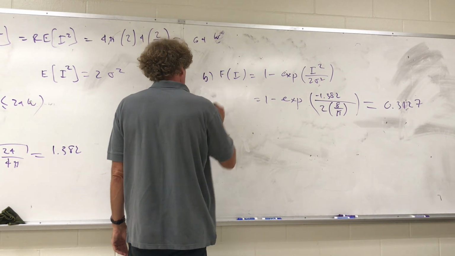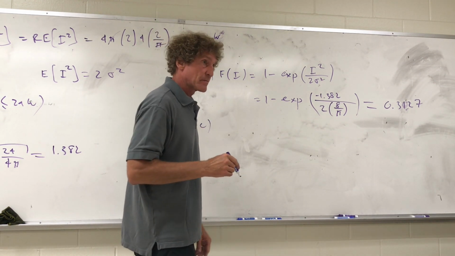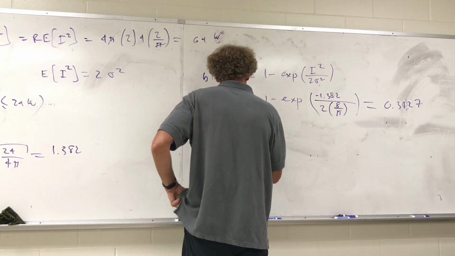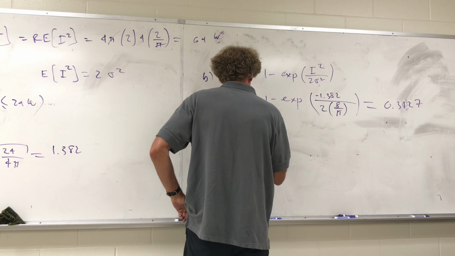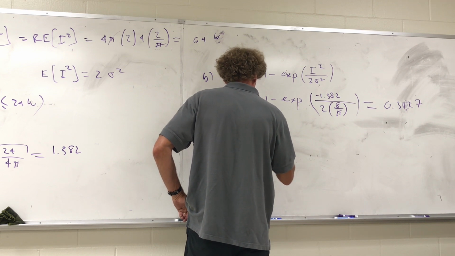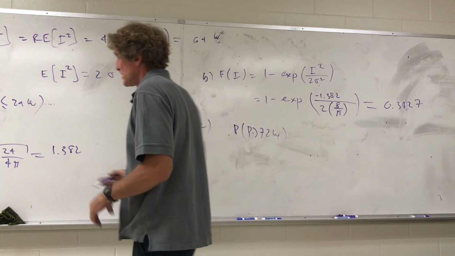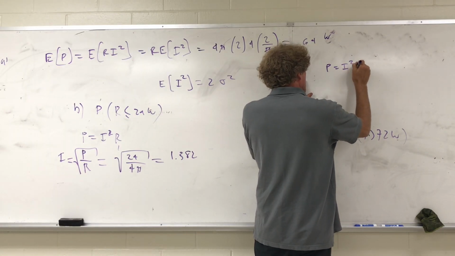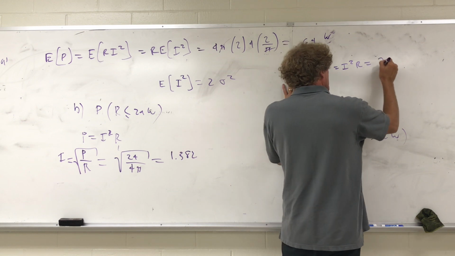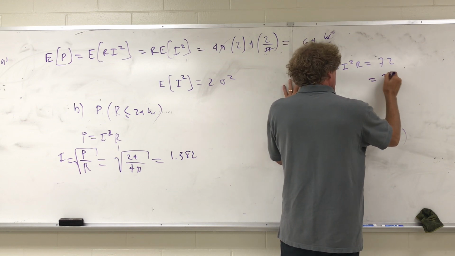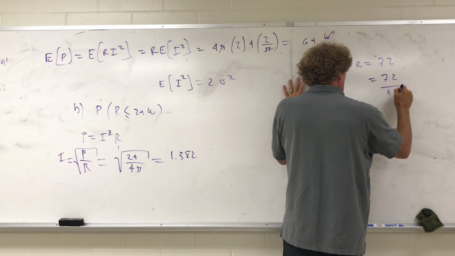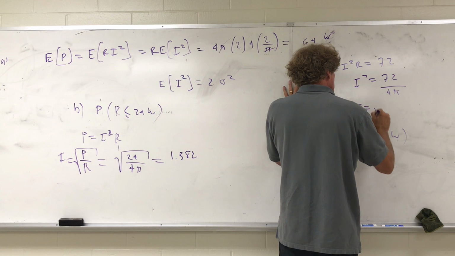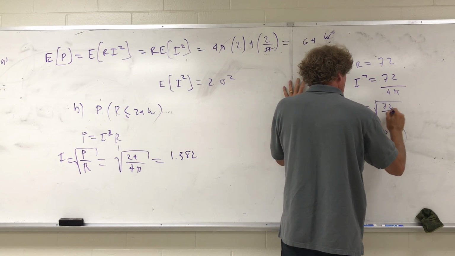What's part C? Probability that its power is dissipated greater than 72. All right, now we want the probability of the power greater than 72 watts. And here again, you go to this equation. So power is equal to I squared R is equal to 72. 72 over 4 pi is equal to I squared. I is equal to the square root of 72 over 4 pi.